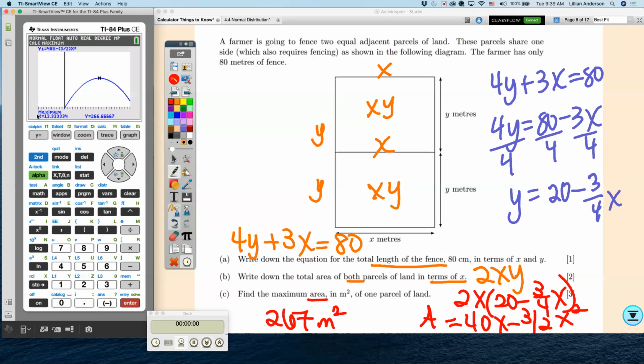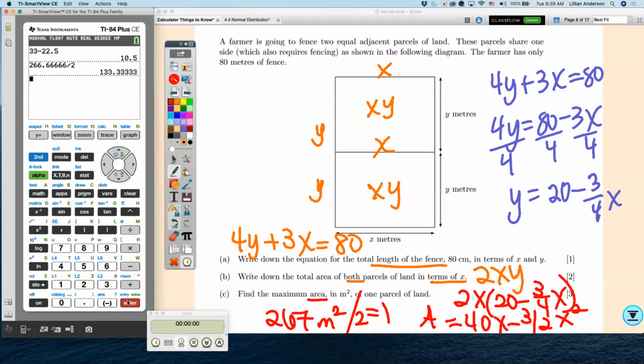You're not done. Am I not? It says one parcel of land, and that was both. So then what do I have to do to it? Divide by 2. Good catch. So that's going to be 133. Yep, 133. So then that'll be our final answer. Ooh, tricky, tricky.